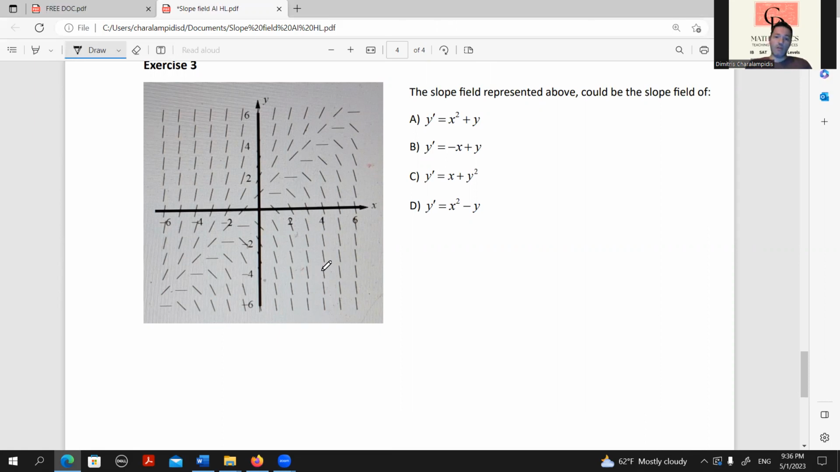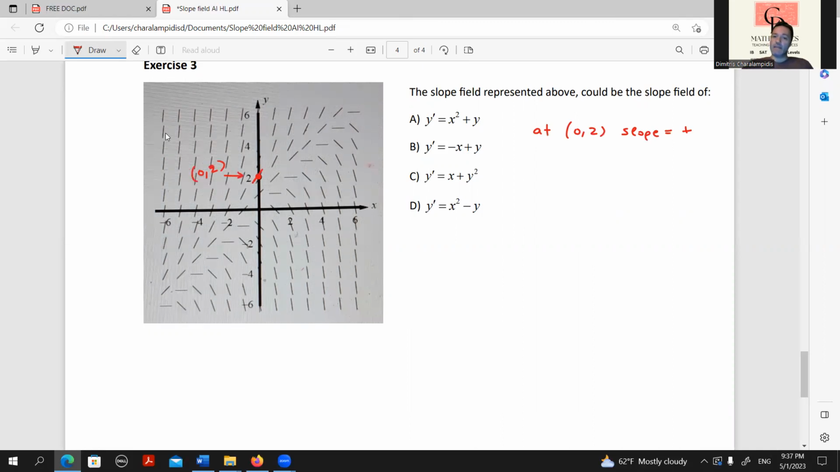What should we do here? We could be more specific and work with points instead of random x, y coordinates. What do I mean by that? Let's go here, let me use a different color. Let's go here in this point, which is the point with coordinates 0, 2. I can see that at 0, 2, the slope is positive.